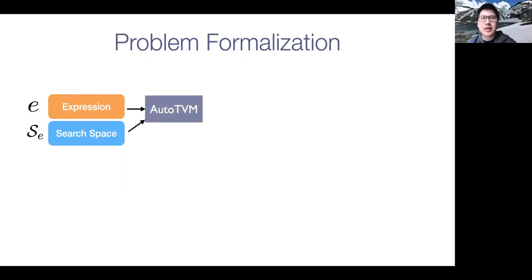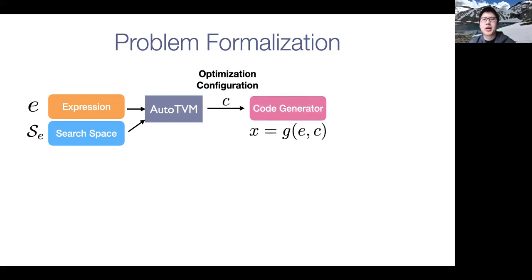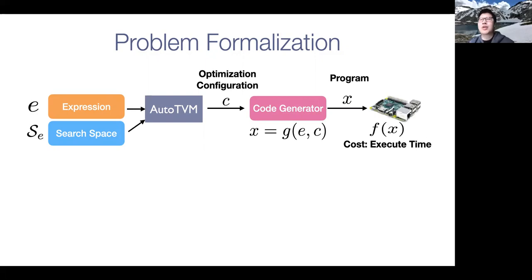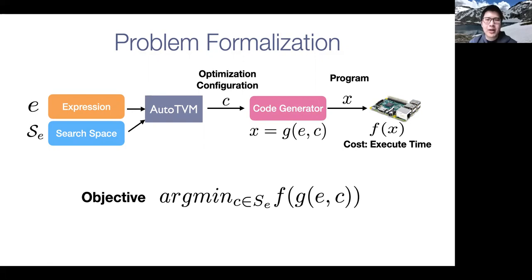The goal of AutoTVM is to come up with an optimization configuration that we can then feed to a code generator. The code generator will generate a program that we can send to a target hardware platform. Our goal is to minimize the cost on the target platform. Usually it's execution cost, and if you can measure other things like energy cost and memory consumption, they can also become part of the objective function.